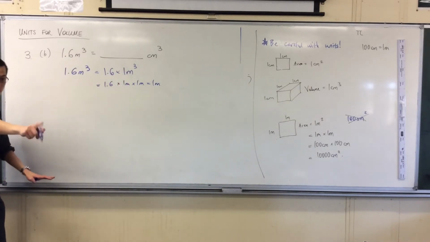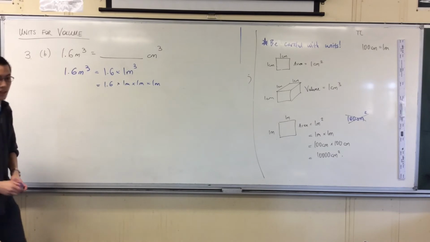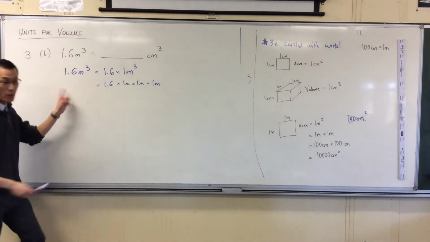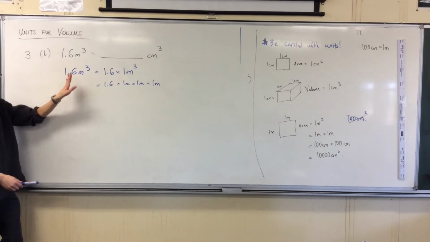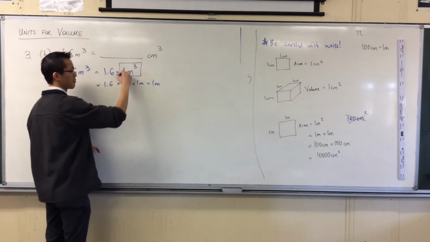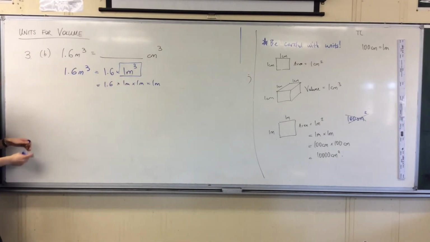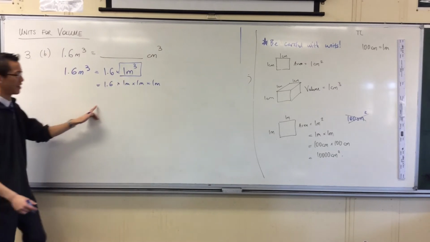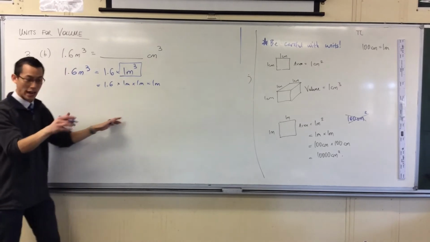Isn't it 1.6 by 1.6 by 1? Ah, see, there's the thing. No, it's not. It's 1.6 cubic meters, and each cubic meter is one of these. Now, I'll give you an illustration of why this would be different in a second. Now let me do my conversion, and then I'll give you counterexamples.